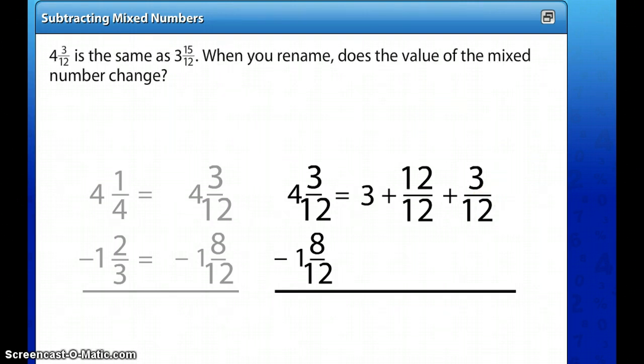4 and 3/12 is the same as 3 and 15/12. When you rename, does the value of the mixed number change? Have we changed the value at all? No, we're still talking about equivalent fractions. So 4 and 3/12 is the same as 3 and 15/12. We can prove that by changing this mixed number. We could say 15 divided by 12 as a proper fraction would give you 1 3/12, which is the same as adding it to the 3 that's here to make 4 3/12.